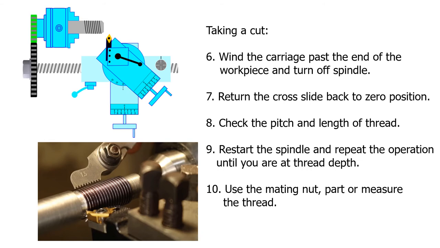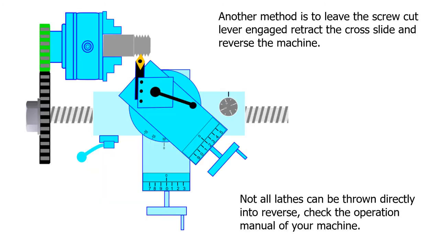Restart the spindle and repeat the operation until you're at the final thread depth. Do light cuts for the first couple of passes just to get an idea how deep you can go per pass. Once we've reached our thread depth, we can use the mating part, a nut, or we can directly measure the thread. Practice makes perfect. Practice on various threads and materials so as to familiarize yourself with the screw cutting operation.